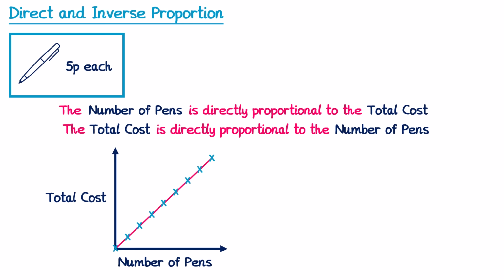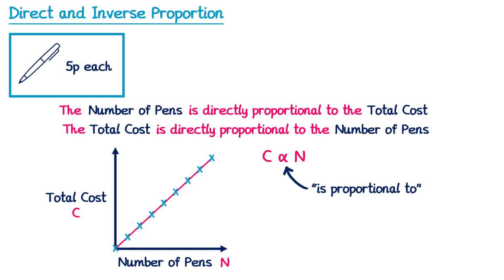If we use algebra to represent the number of pens and total cost, for example, the number of pens is going to be n and the total cost is going to be c, then we could write that c is directly proportional to n. The symbol that I've written here could be read as is proportional to. So this says c is proportional to n.